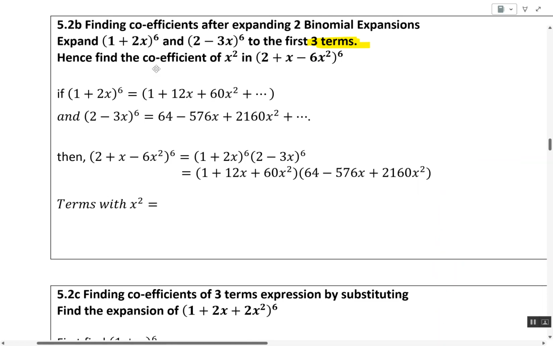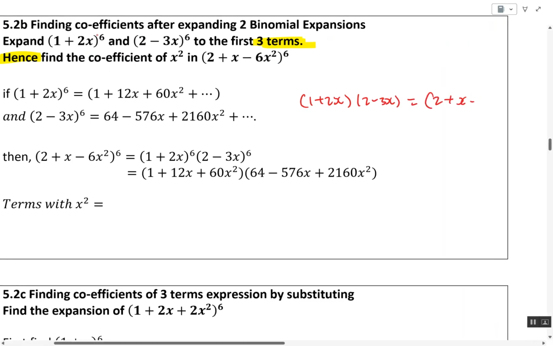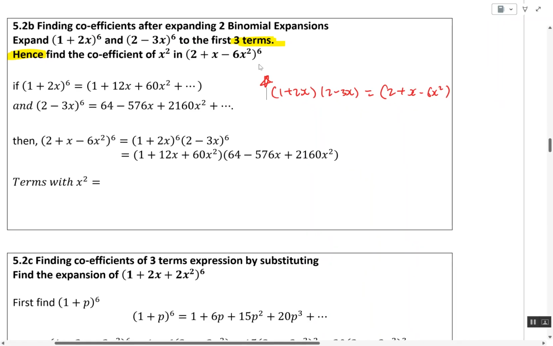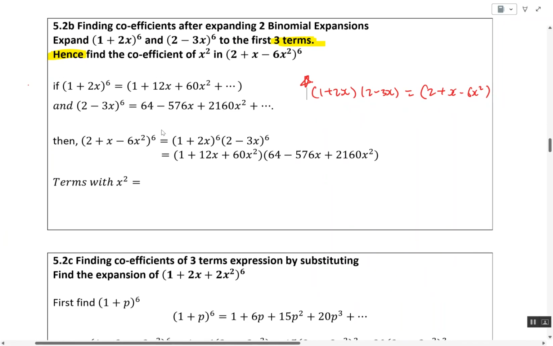Then the next part, hence. When they say hence, it means definitely you need to use your previous part. So what you need to be able to link is 1 plus 2x times 2 minus 3x will actually give you 2 plus x minus 6x squared. This is what you need to be able to form, or link in your head. So if you can understand this, when I have this form here, it is the same thing as writing this.